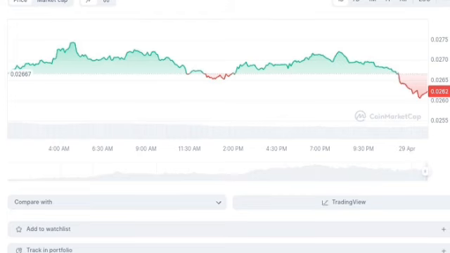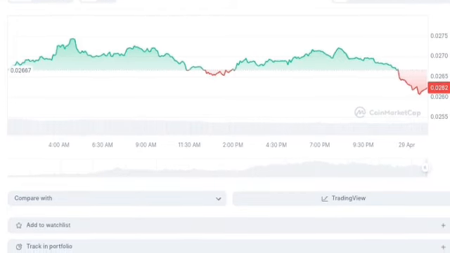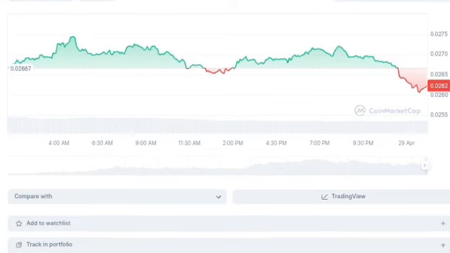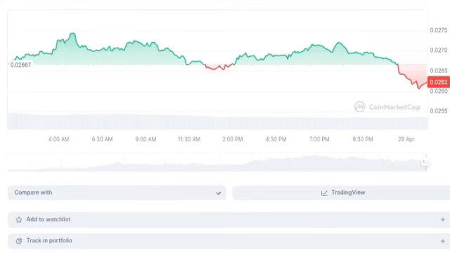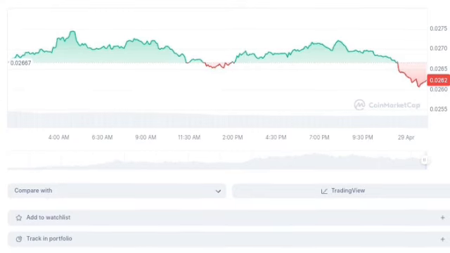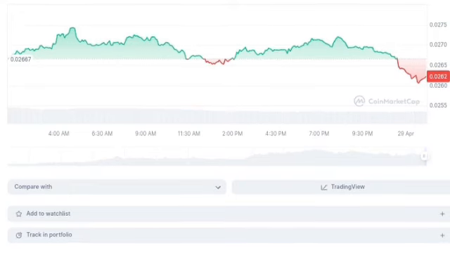Firstly, increased adoption of Beam could drive up demand and consequently its value. As more people learn about and start using Beam, the demand for it could increase, leading to a potential price surge. This is particularly true if Beam can distinguish itself from other cryptocurrencies and offer unique advantages that attract users.